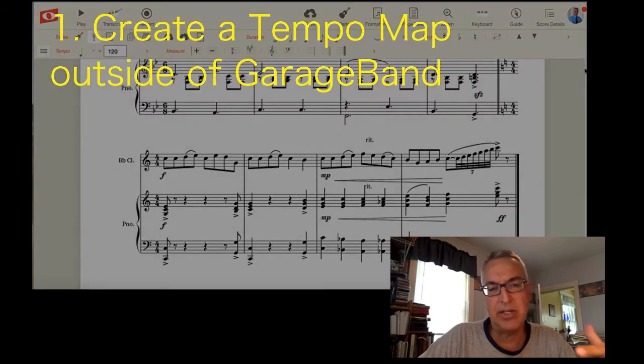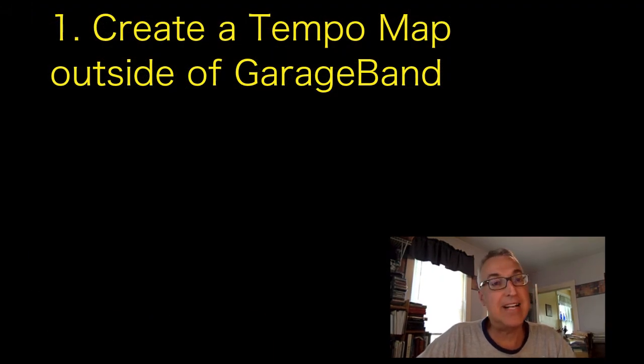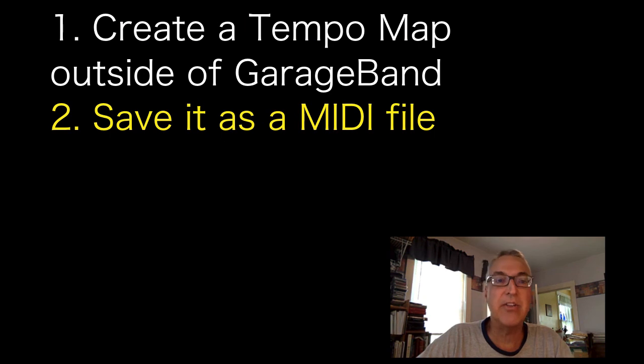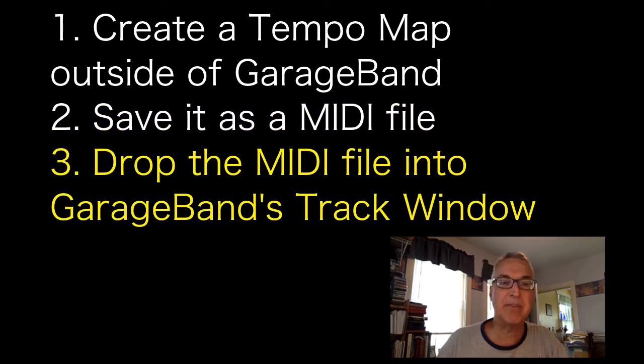So that's the idea: we're going to create the tempo map for our project outside of GarageBand, save it as a MIDI file, then import that MIDI file into GarageBand. All right, let's get started.